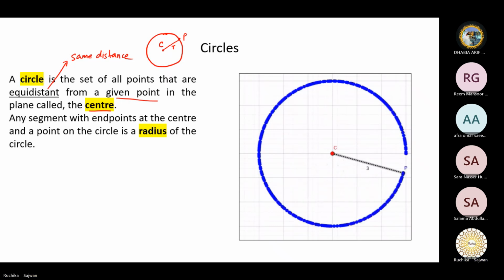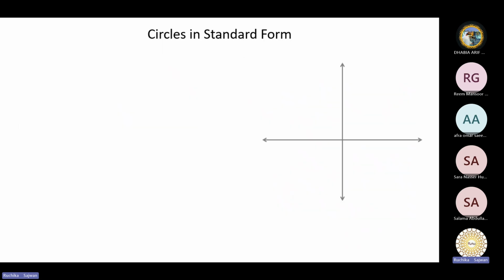So this circular shape is the movement of the point P about the center. This is a fixed radius. As you can see, the length is 3. So this is the shape of a circle. So this is the definition.